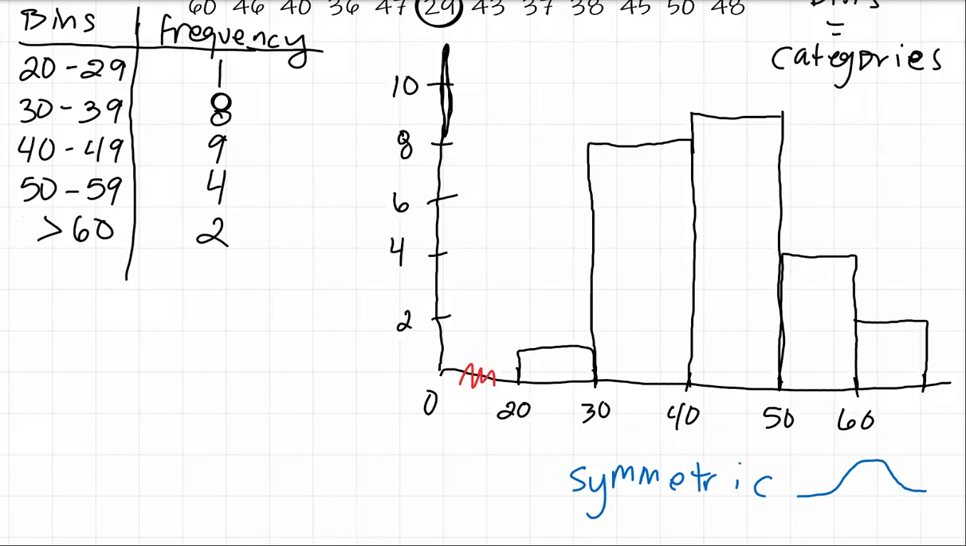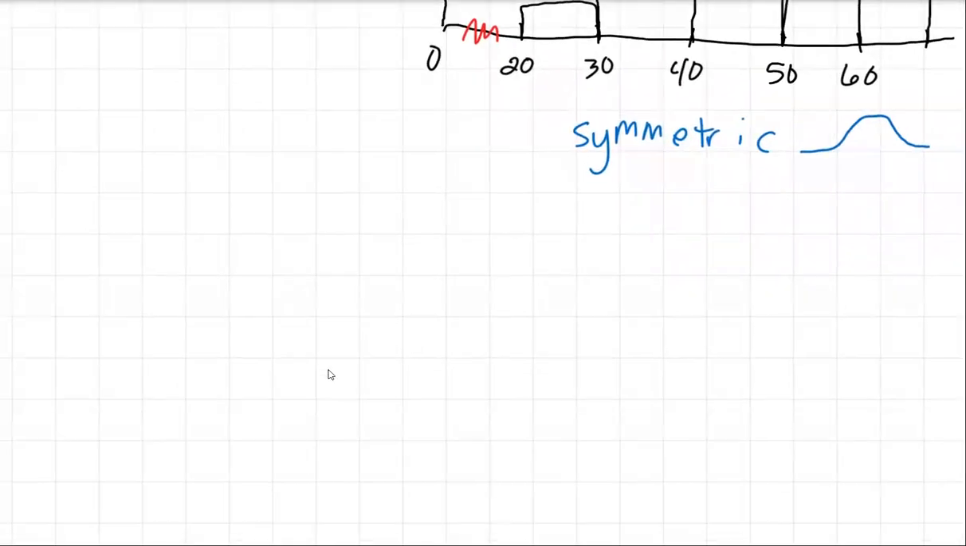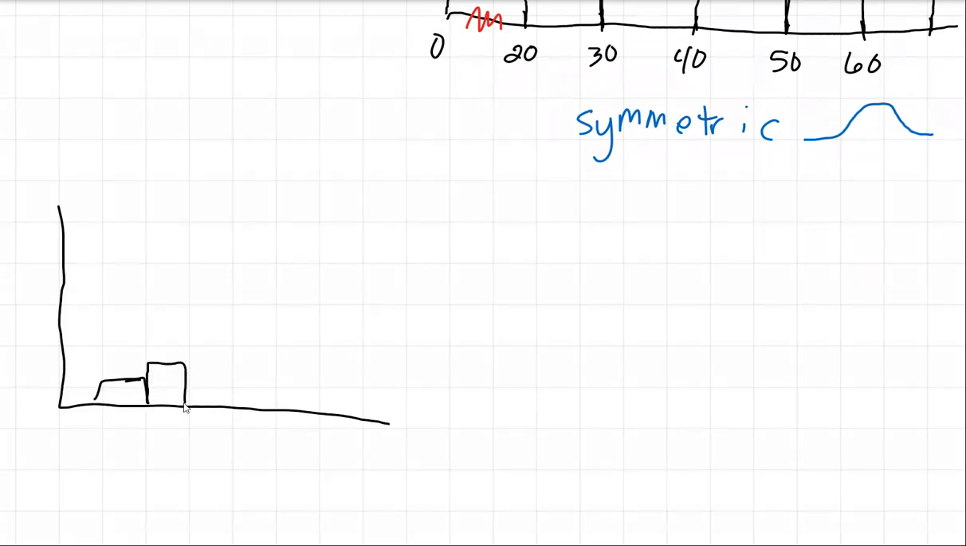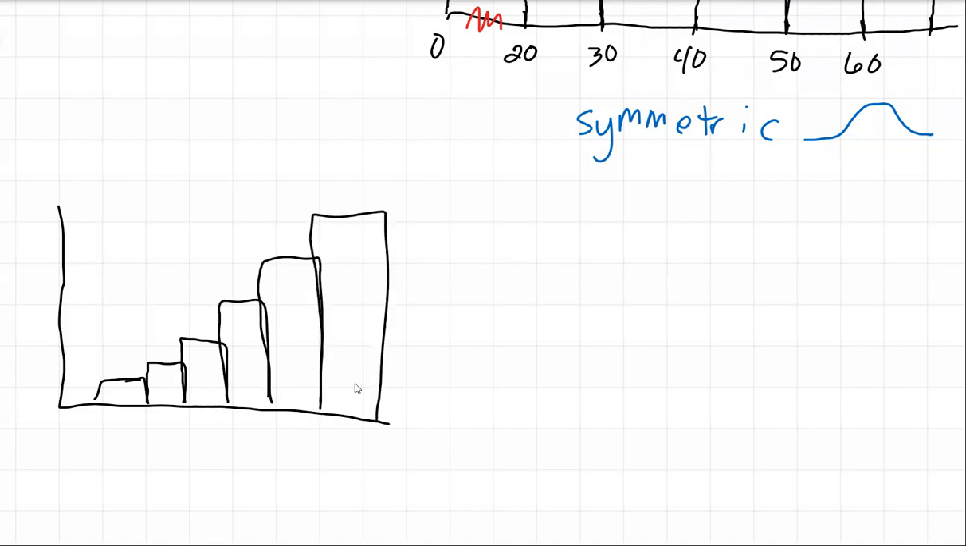Some other shapes we can use to describe our histograms, sorry, I don't know why I said normal distribution. I'm just going to draw crude little histograms. We could see something like this, where this histogram is tapering off a little bit on the left-hand side. We call this skewed left.